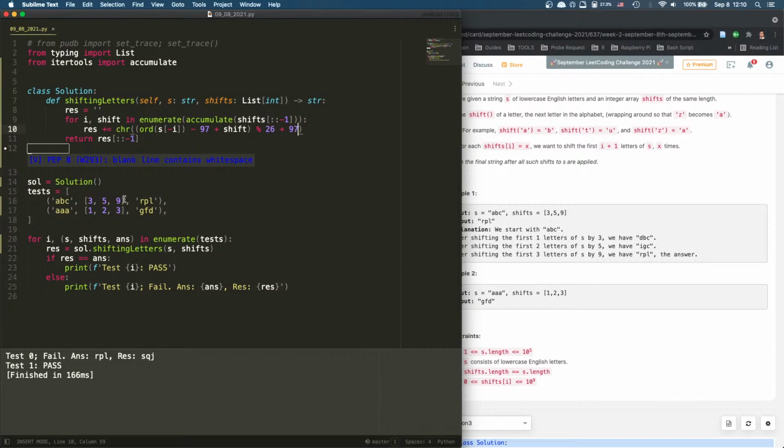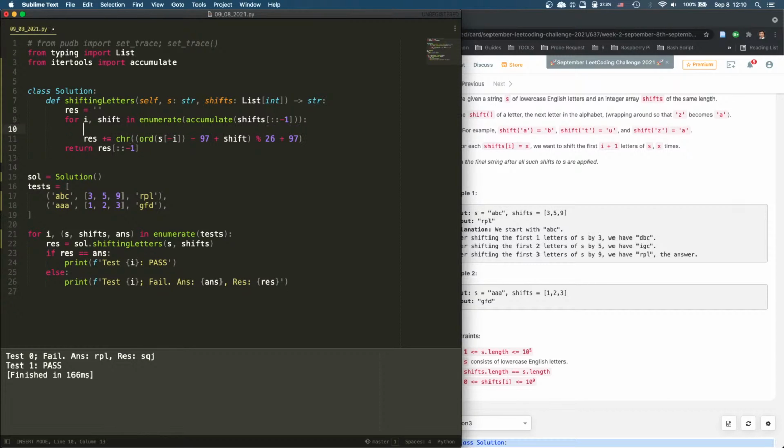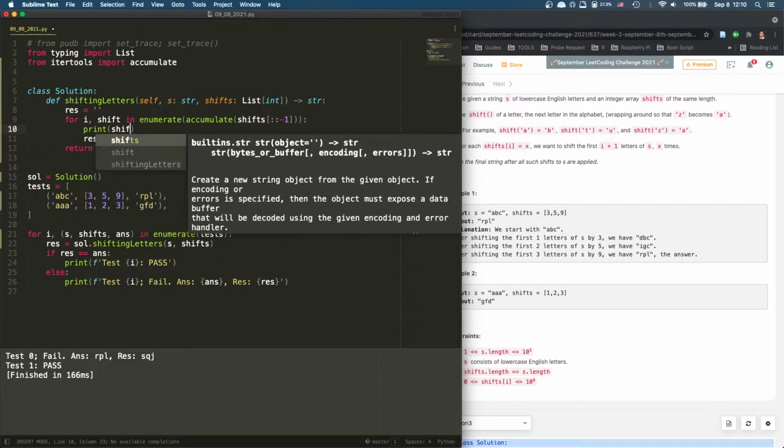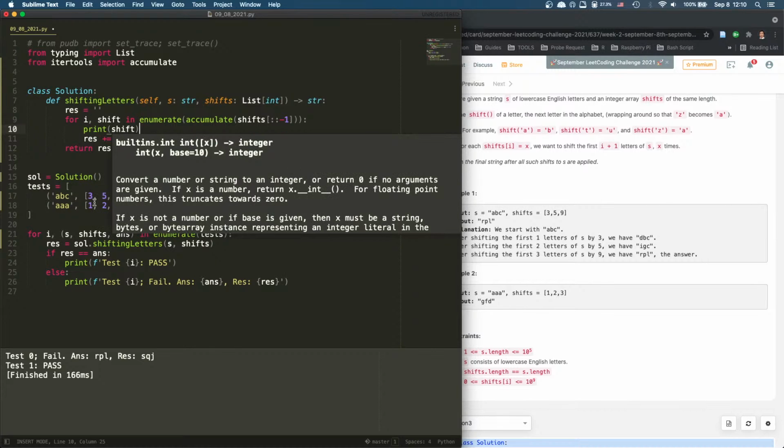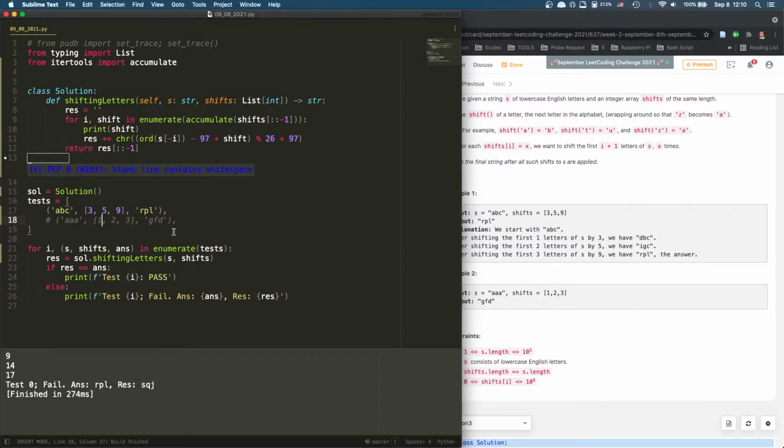Hold on. Let me take a look at the shift. Print shifts. Right, print shift. So first shift 9 times, and then shift 14 times, and then shift 17 times. That makes sense, right? So C shift 9 times is L, but it gave me J. How? D, E, F, G, H, I, J, K, L.